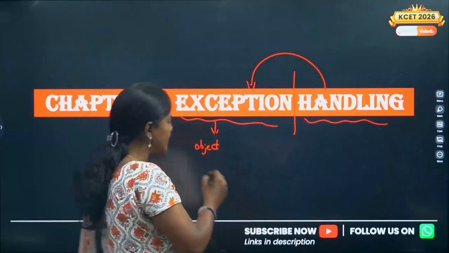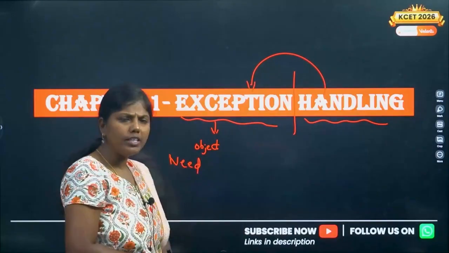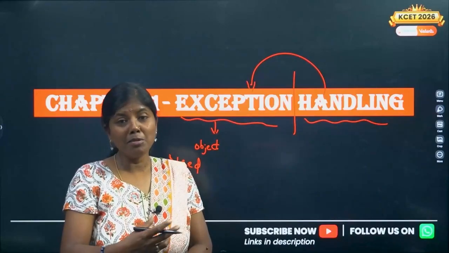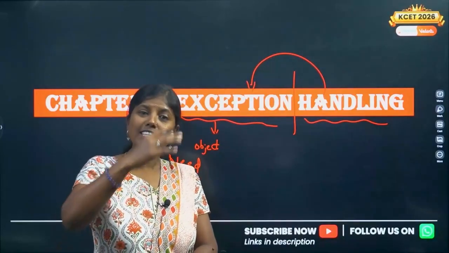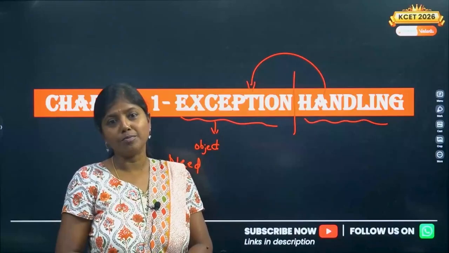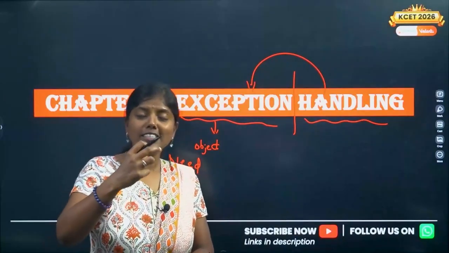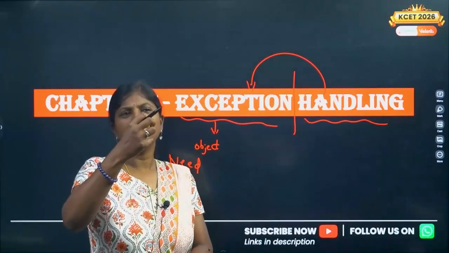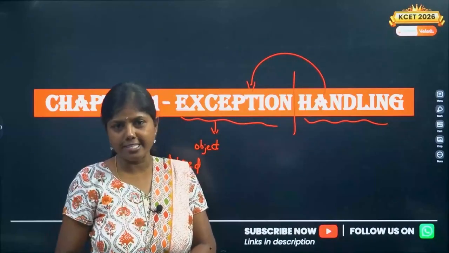Now we'll understand the need for exception handling. Why do we have to study this chapter called exception handling? Very simple. The definition itself says that an exception disrupts the normal flow of execution. We don't want it to get crashed. We want the normal flow of execution.